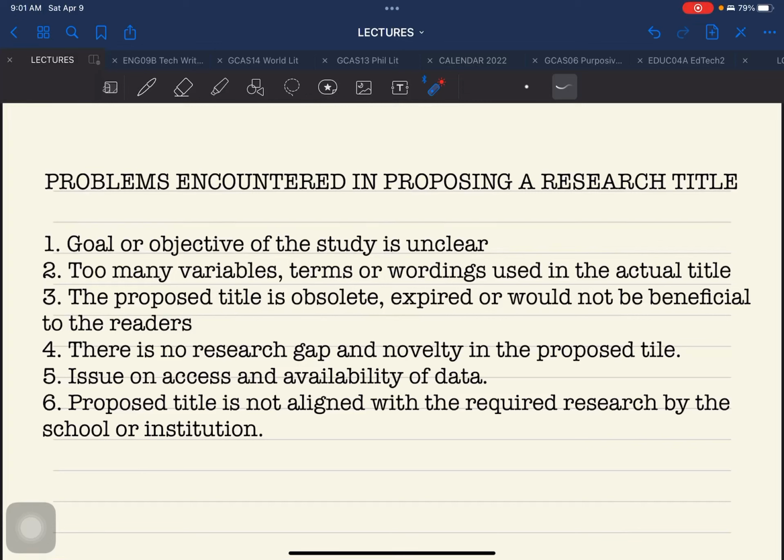This is Doc Padama, and this time we are going to discuss and go through the different problems encountered in proposing a research title.